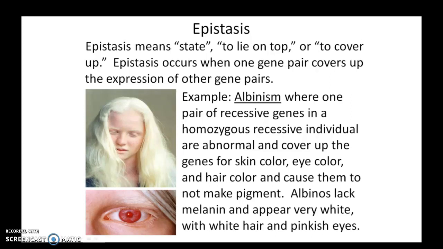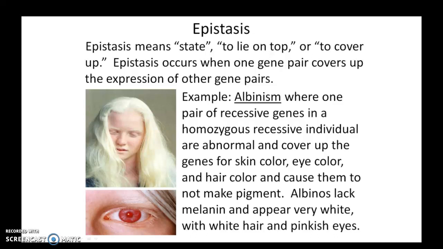So say little a, little a. And if you are little a for albinism, that trait of being albino covers up any other gene that you have for skin color, eye color, hair color, or anything else. So you could actually have coded for, say, brown eyes, brown hair, and tan skin, but if you are albino, you are homozygous recessive for that trait, then all those other ones for hair, skin, and eyes get masked or hidden or covered up by albinism.